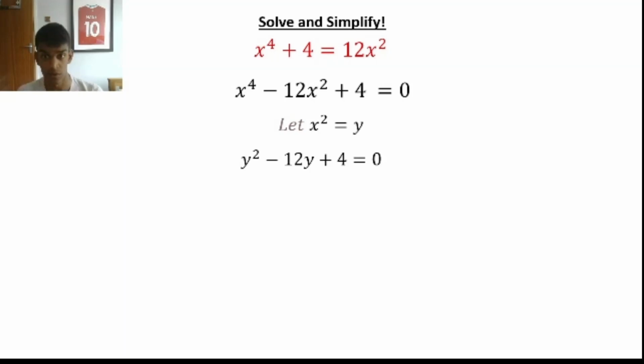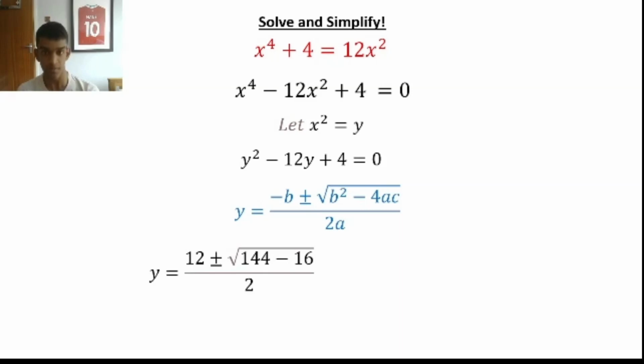Normally, I would factorize this quadratic, but considering the splitting the middle term method doesn't work here, because nothing can multiply to get 4 and add to make minus 12, we will have to use the quadratic formula, which is y is equal to negative b plus minus the square root of b squared minus 4ac all over 2a.